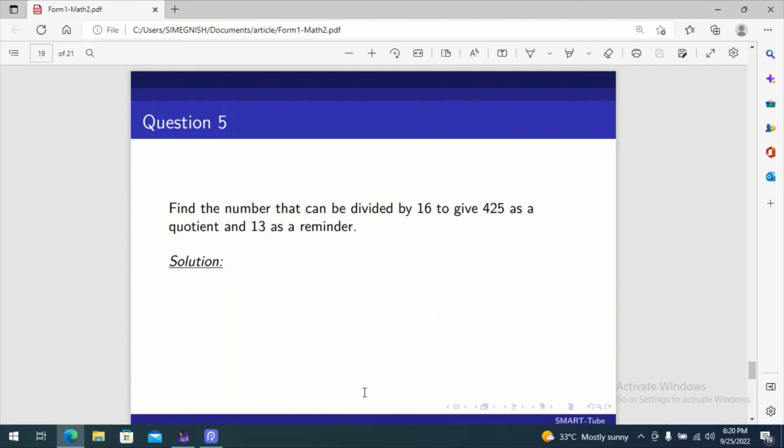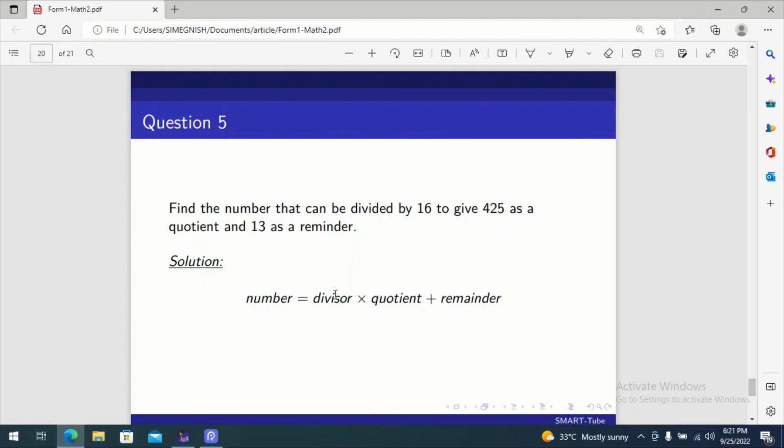So the last question for this video is this one: find the number that can be divided by 16 to give you 425 as a quotient and 13 as a remainder. I hope this is an easy question, but it reminds you of a formula. So what's that one? This is the formula. A number can be expressed as divisor times quotient plus remainder. We call it the quotient remainder theorem.